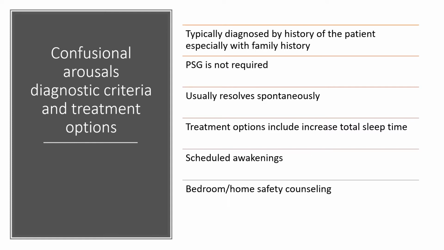Also, what you need to do is implement home safety counseling, meaning that while these events are occurring and they could potentially hurt themselves, you've got to clear the bedroom of any harmful things, like toys on the floor. If they happen to get up out of bed, you don't want them tripping over any kind of furniture or any kind of toys on the floor. So home safety counseling or bedroom counseling is really important to make the environment safe for them.